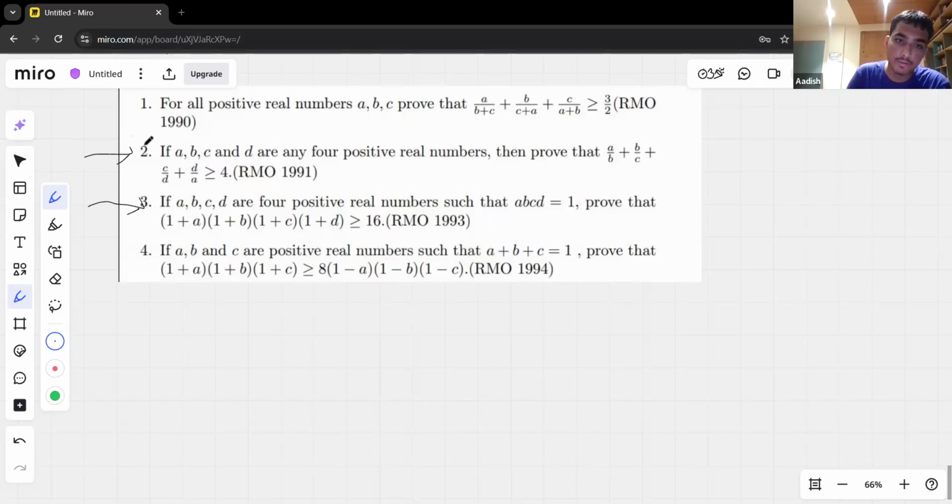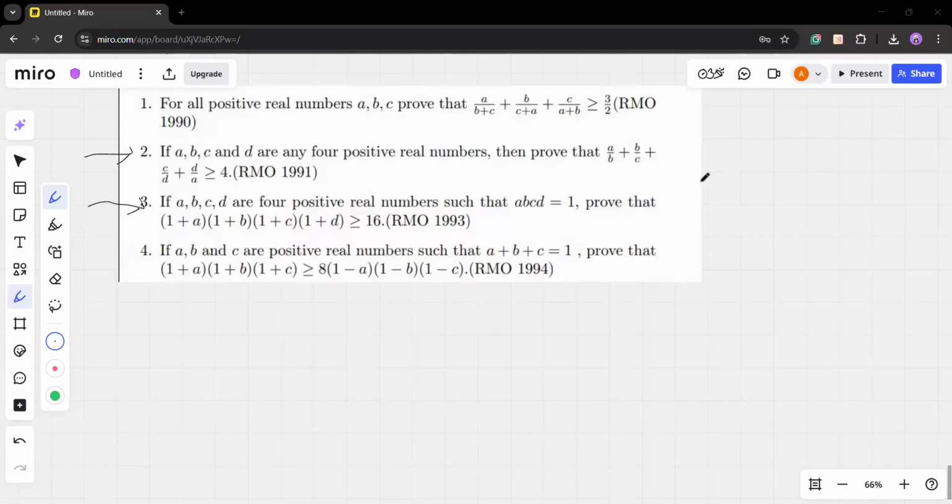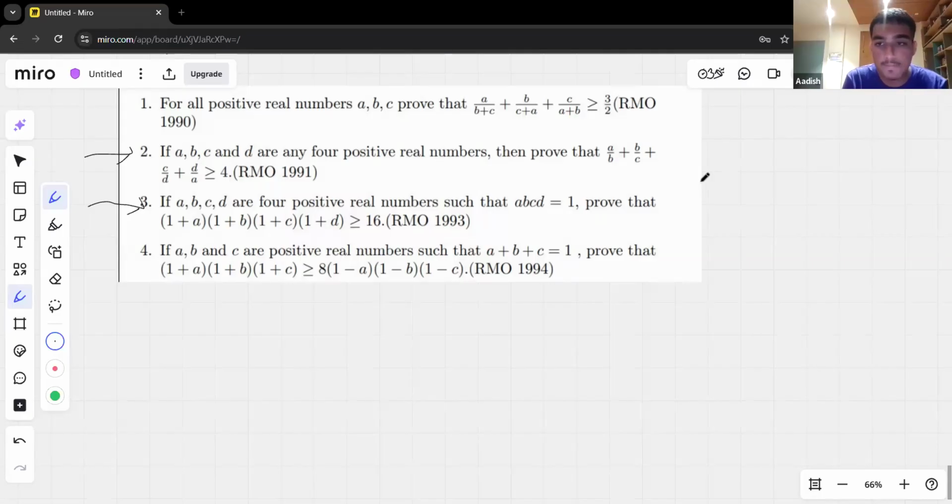Anyway, if anyone's done with 2 or 3, just DM me how you did it. I'll wait for a few minutes for everyone to try. First do problem 2, then do problem 3.